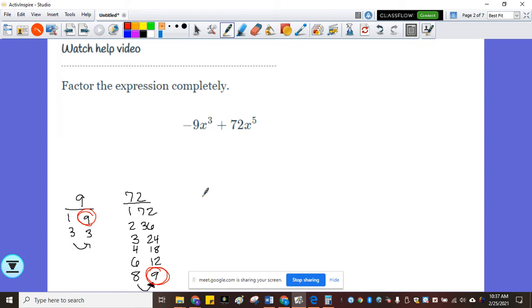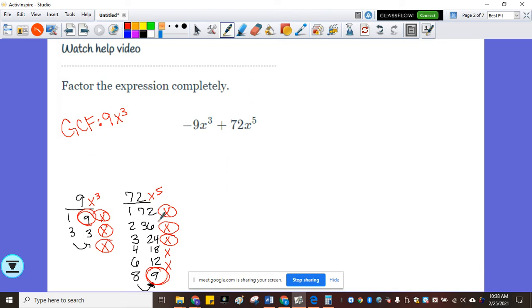And then you have to look at the variables. How many variables do they have in common? This one has 3, right? And this one has 5. How do you know it's 3? You only have 3 in common. Remember, it's 1 in common, 2 in common, 3 in common. It's always the smallest exponent. So my greatest common factor is 9x cubed. So 9 was the biggest number, and 3 x's is how many they have in common.